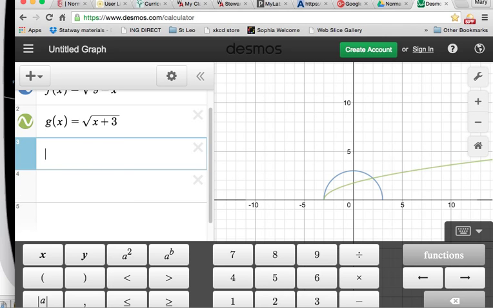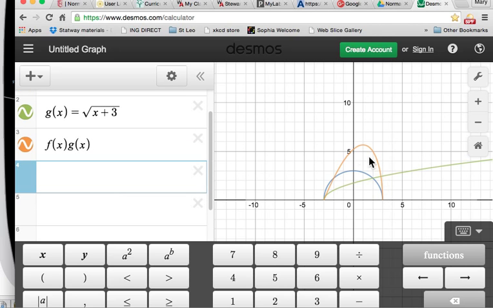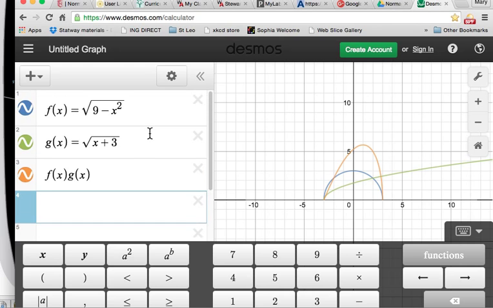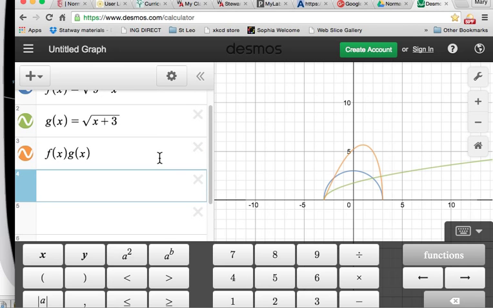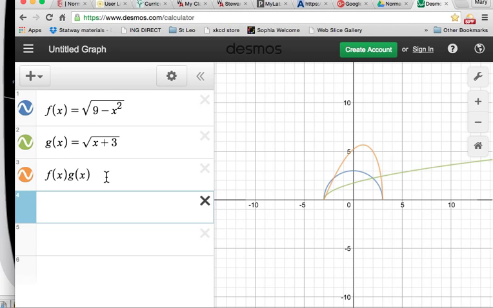It wants me to do f of x times g of x. Yep. And you can see that when you do that, it graphs the function with the restricted domain from the f and g product. So that's another shortcut you can take in Desmos, by the way. The TI calculator won't do it that way. The TI calculator, I'm not sure what it'll do, but you might want to try that and see.